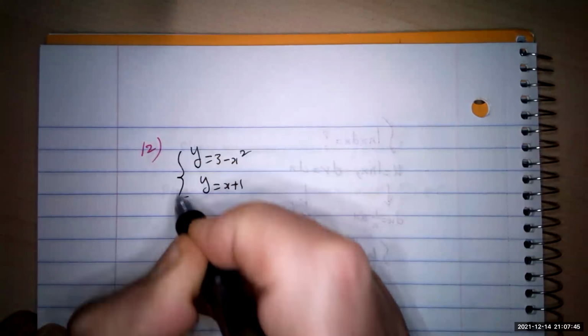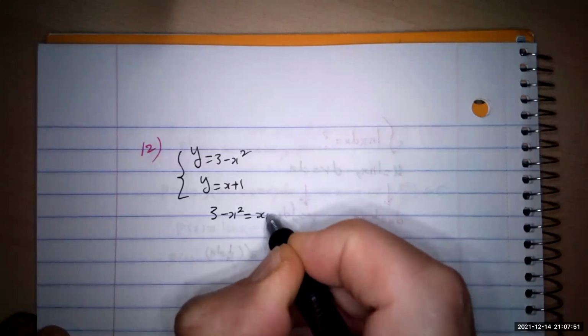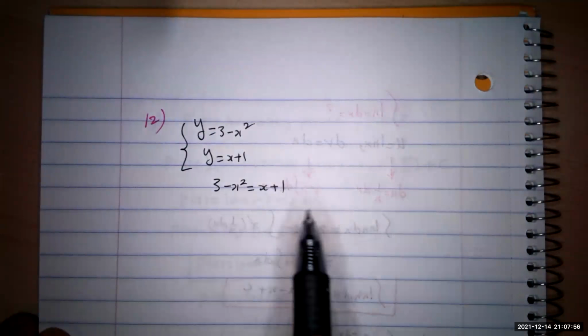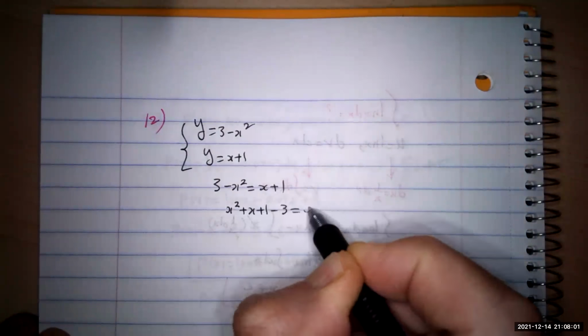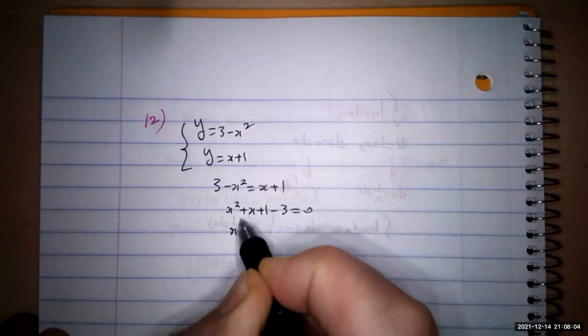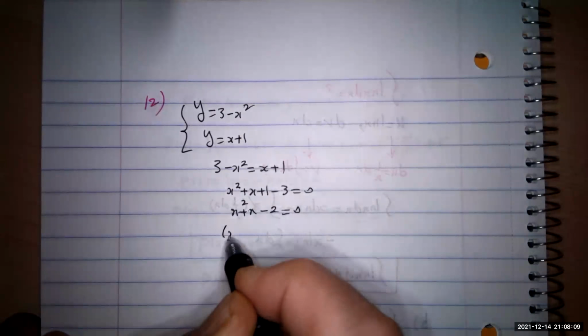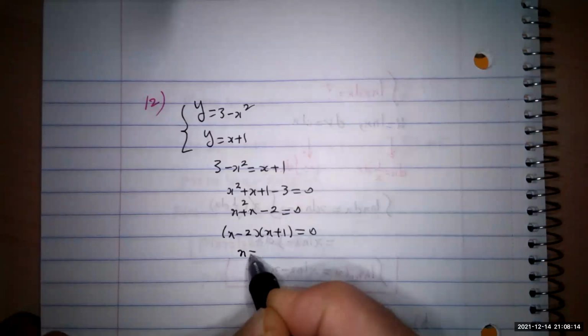The curves are y equal to 3 minus x squared and y equal to x plus 1. You have to find the point of intersection first. So it's going to be 3 minus x squared equal to x plus 1. We move everything to one side to solve for x. So it's going to be x squared plus x plus 1 minus 3, so x squared plus x minus 2 equal to 0. We factor it: x minus 1 times x plus 2, so we have a 2 and a negative 1.